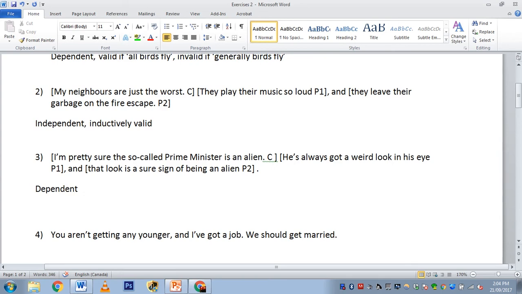So you have to rephrase this one to use the puzzle piece method, but you should be able to see that if you unpack the meaning of that, it refers to that thing in the first premise, and that falls out, and you get he's an alien.